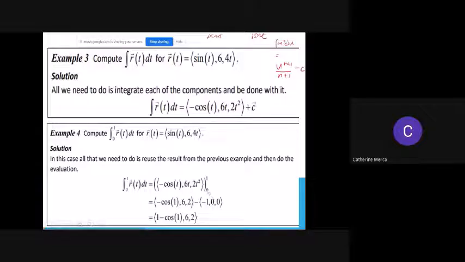Then, substitute ang 0. So, negative cosine of 0 says what? You have negative 1. Then 6 times 0, so you have 0. 2 times 0, so you have 0 there. And then subtract. So you have negative cosine 1 minus negative 1, that's plus 1.